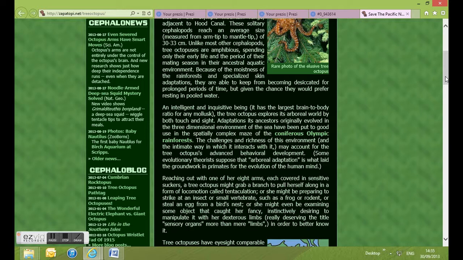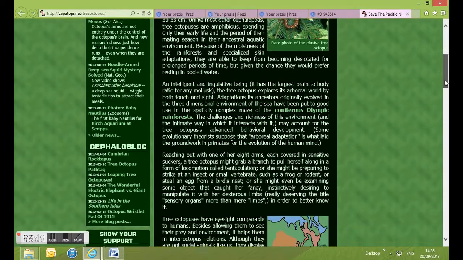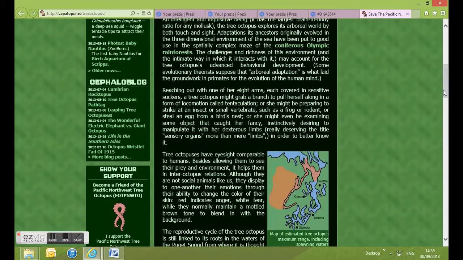The challenges and richness of this environment may account for the tree octopus's advanced behavioural development. Some evolutionary theorists suppose that arboreal adaptation is what laid the groundwork in primates for the evolution of the human mind. Have a quick look at the remainder of the website. Pay close attention to the map and specific information. Now in the next 3 minutes on your worksheet, I want you to write down 5 facts about the Northwest Tree Octopus. It could be what it looks like, what it eats, or how it behaves.